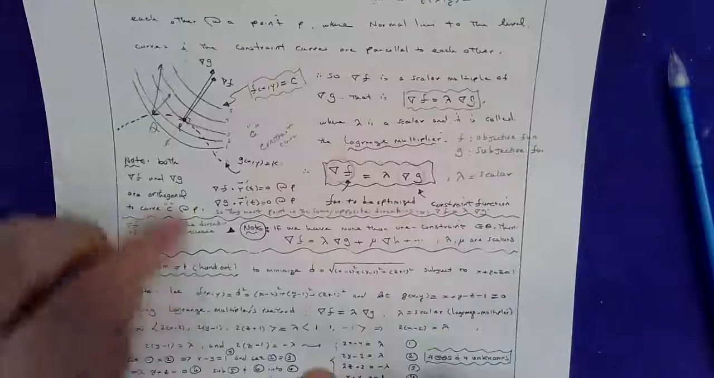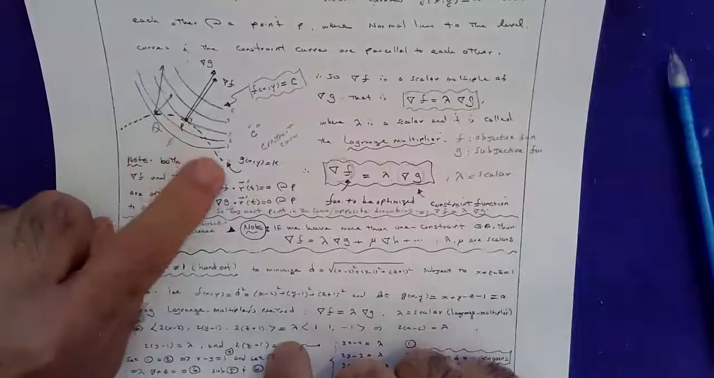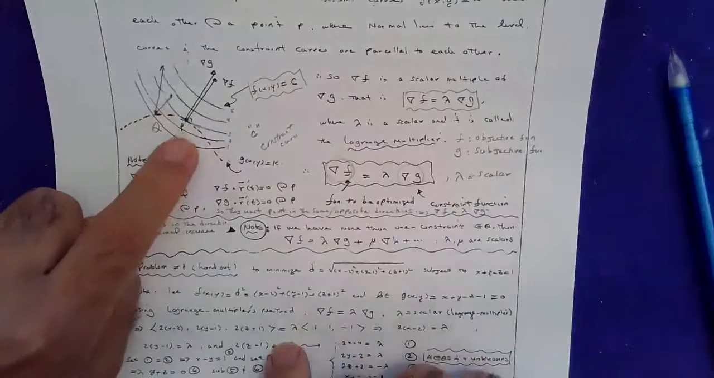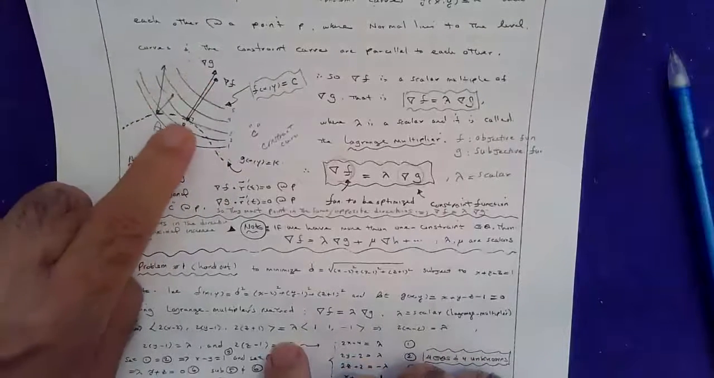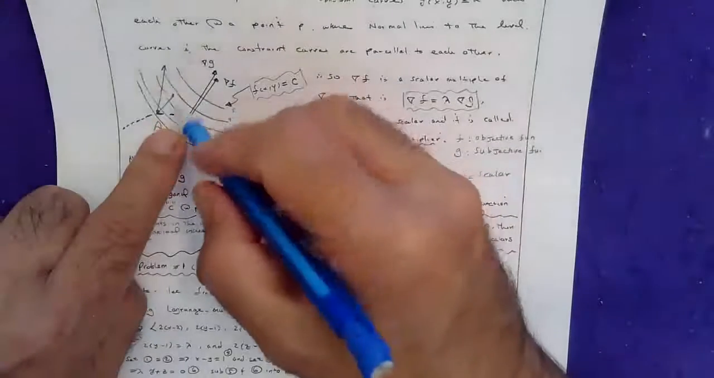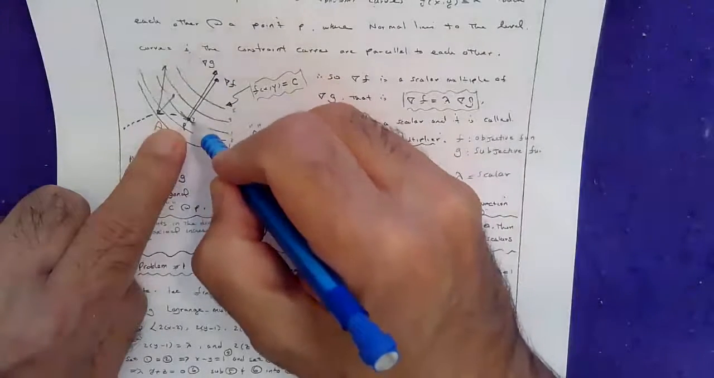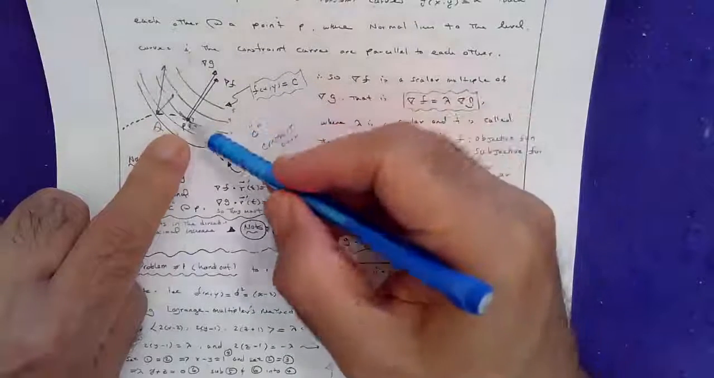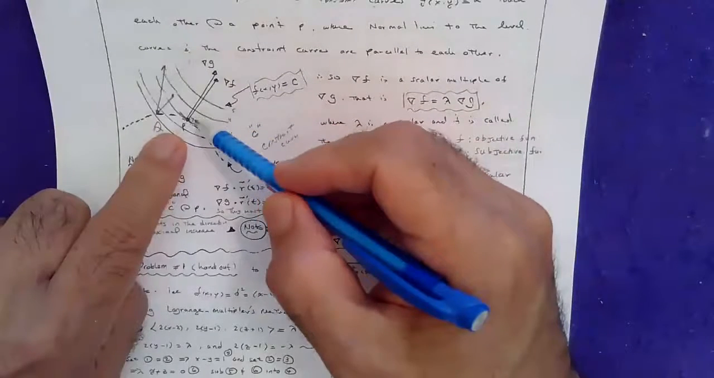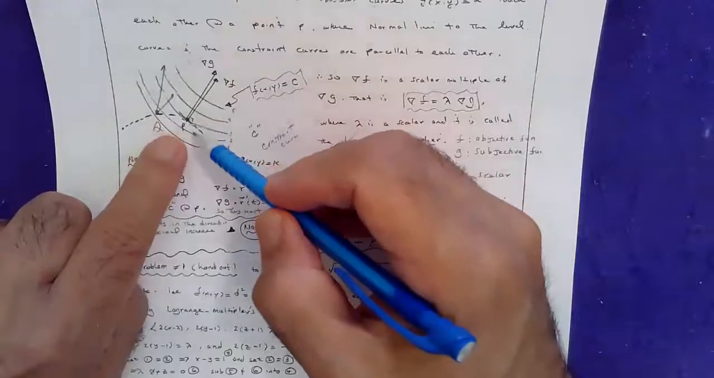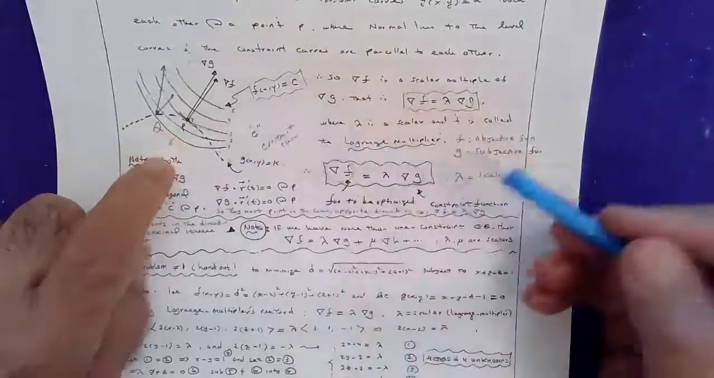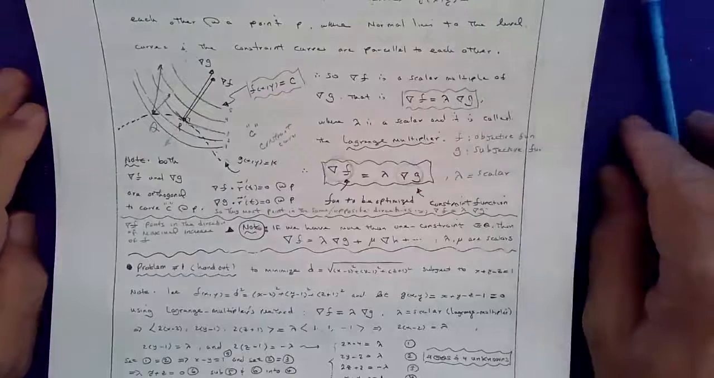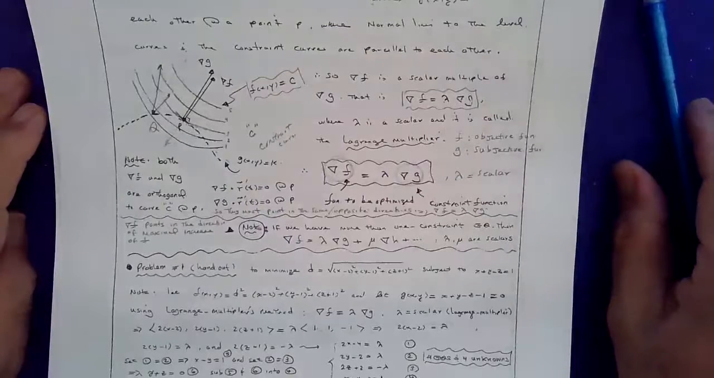Back to this picture, at the point of tangency of the level curve and the constraint curve, notice these vectors are both perpendicular to the tangent line, the tangent vector. Do you see it? They share the same tangent, and they're perpendicular to the same tangent vector, so they must be parallel. They must be pointing either in the same direction or in the opposite direction, as I mentioned a little bit earlier.